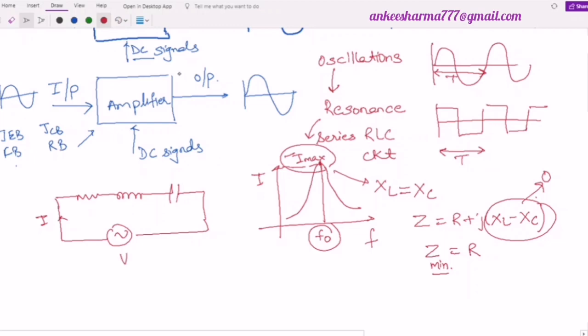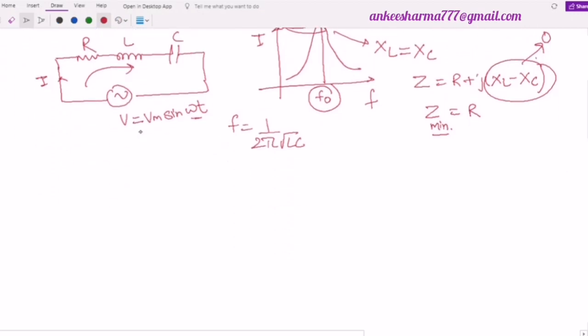It means if this is a sinusoidal voltage, V is equal to Vm sine omega t, then definitely at a particular frequency this condition will be achieved, and the output obtained will be maximum in that case. So this is resonance, and the resonant frequency is equal to 1 by 2 pi root of LC. It means whenever I am generating an oscillation, these oscillations are generated at a particular frequency, but due to some impedance, or I can also generate it with the help of a tank circuit. Okay, I will explain that tank circuit. It will give you a better understanding of these things.